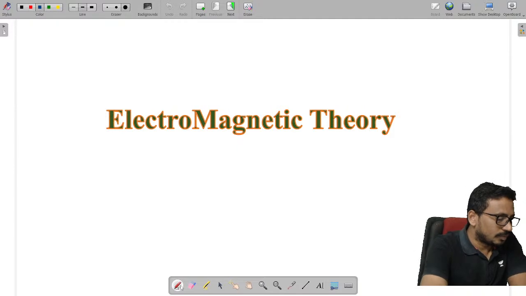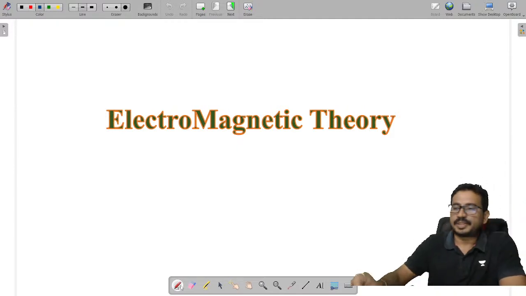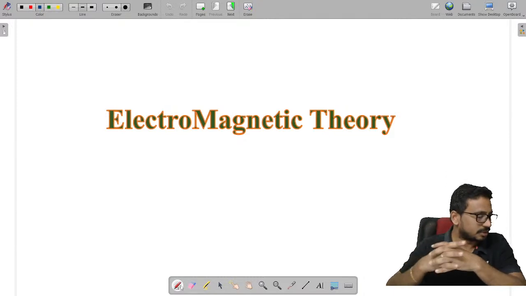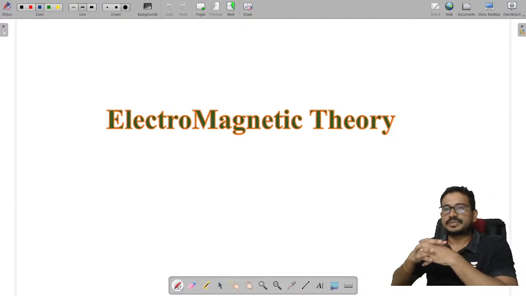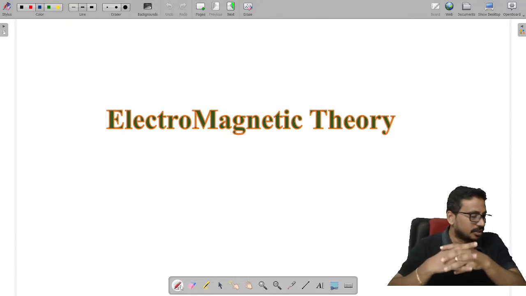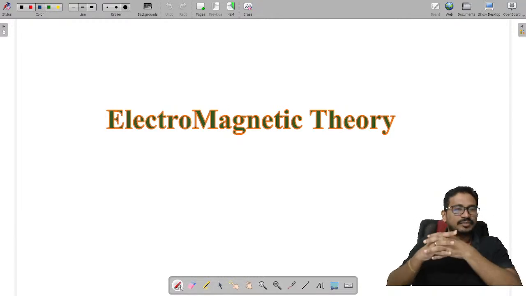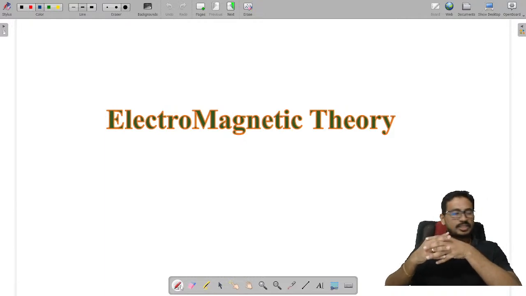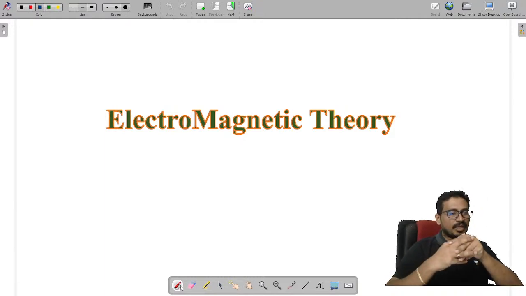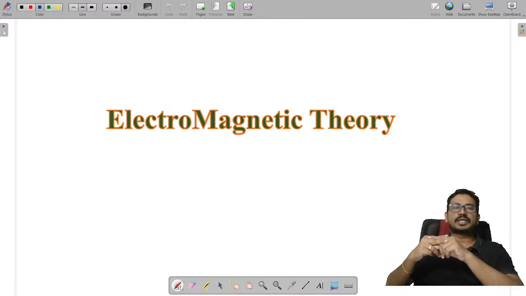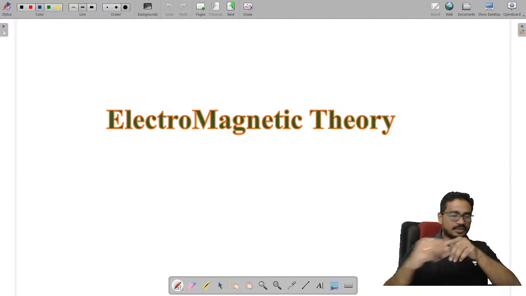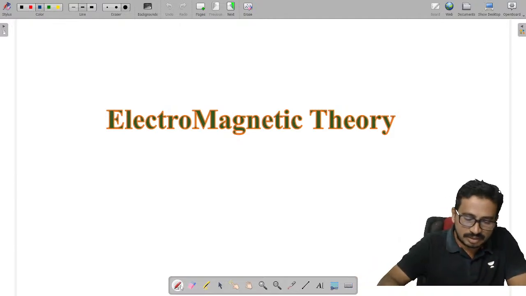Fine. Chalo, let's start our discussion, everybody. The last class we have seen the capacitance calculation. We have seen the calculation of capacitance due to the different types of capacitors, and we have discussed the parallel plate capacitor, and we have seen the relationship between the capacitance and the resistance relation we discussed here, isn't it? Let's continue our discussions now.